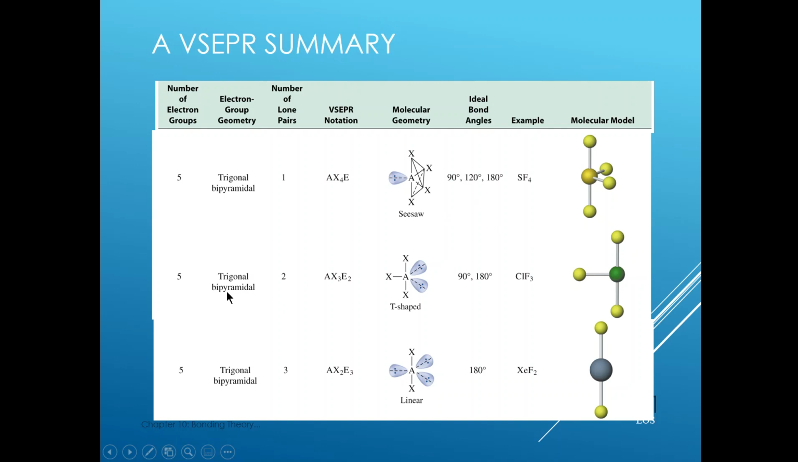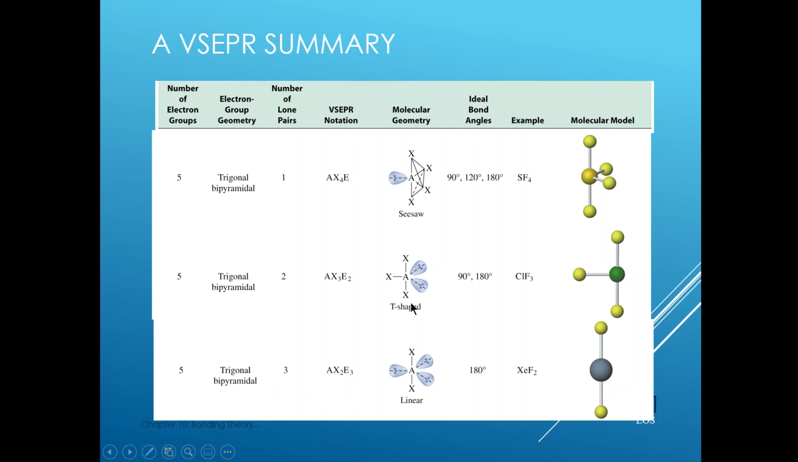If you have two lone pairs for the same number of electron groups, then this would be the shape adopted by the molecule. It will be a T-shaped molecule. And here are the bond angles and an example of a molecule that will adopt that shape. And then if you get to where you have 5 electron groups, 3 of them are lone pairs of electrons. This would be the VSEPR notation. This would be the shape adopted by the molecule.